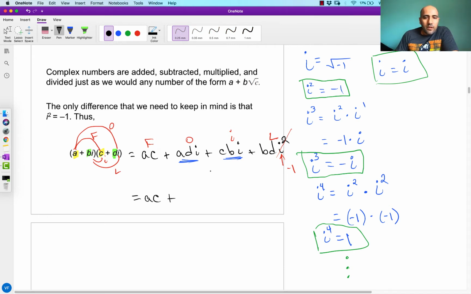Okay, so I'll end up with AC plus, now I'm going to factor out this i, and we end up with (AD plus CB)i. And then we end up with a minus BD. Good. So I'm going to combine these two, and so I'll end up with AC minus BD plus parentheses AD plus CB, i.